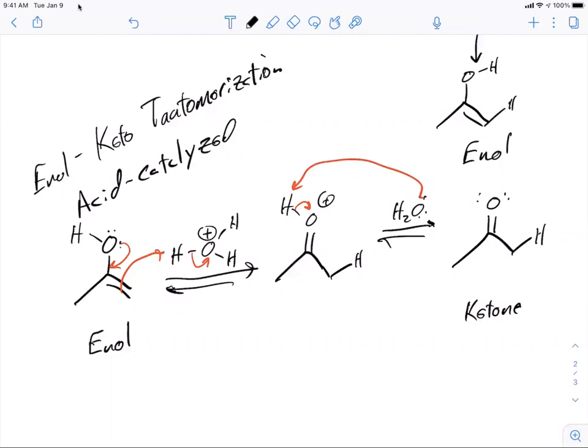Several years ago, and it's been almost a decade now, so I'm not sure if this is still possible, but on the MCAT, they actually had an enol keto tautomerization. It is something you see quite often in biological systems. Sometimes it's an enol keto tautomerization, sometimes it's a nitrogen substituted, where you'd be going from an amine to, let's say, an imine.